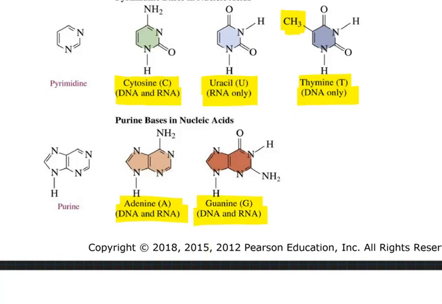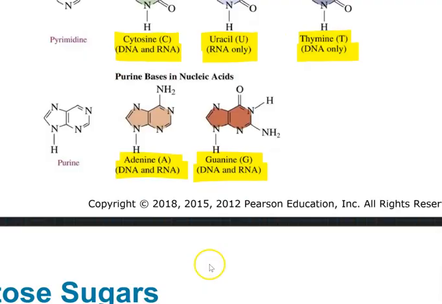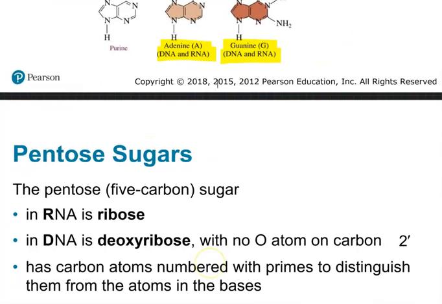Now, if you are wondering whether or not you need to memorize the structures of the bases, the answer is no, you don't have to do that. You should be able to recognize which base is a purine and which base is a pyrimidine. Clear? Okay, so basically one six-member ring is a pyrimidine, and condensed fused six-member and five-member rings are purines.